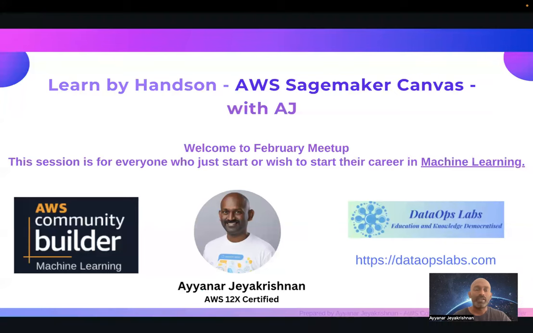Today's meetup, we are planning to do some hands-on using AWS SageMaker Canvas. And welcome to the series of Learn by Hands-on with AJ. This session, we are going to talk about AWS SageMaker Canvas. This session is not only for expert machine learning developers, it is for everybody who wants to know a little bit about machine learning and how to do it with low code, no code.